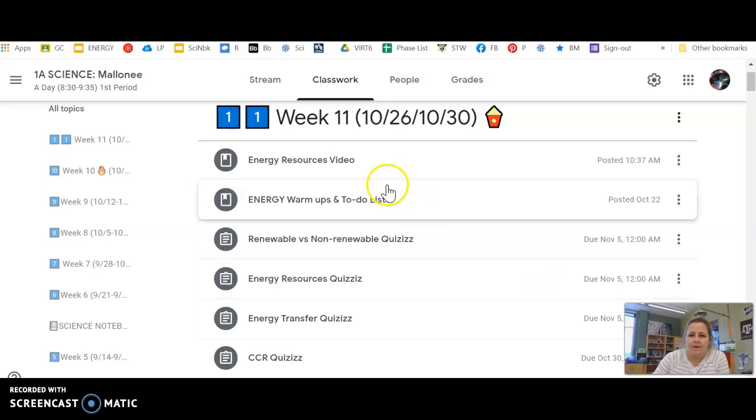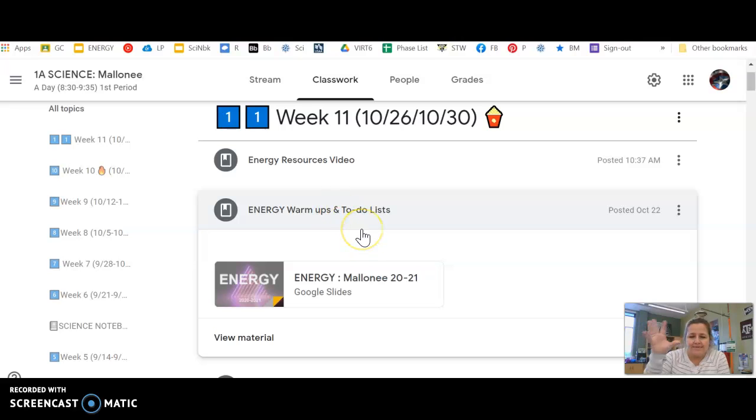Staying in warm. You're looking at week 11. So I'm trying to make it easier on my Zoomers and the people that are physically here too. So this file right here, this is 3D warm-ups and to-do list. We'll have our warm-up every day and then kind of go over what we need to be working on.